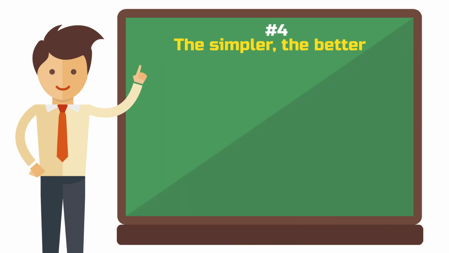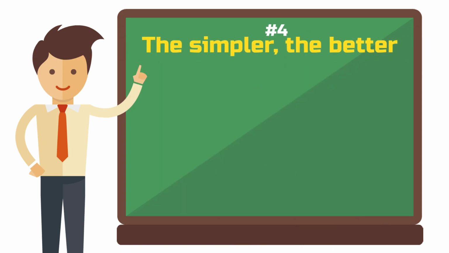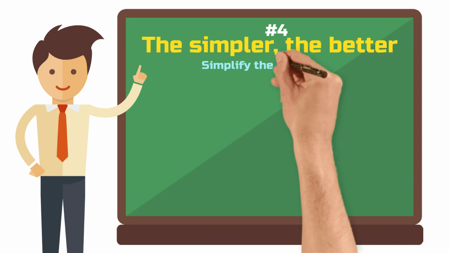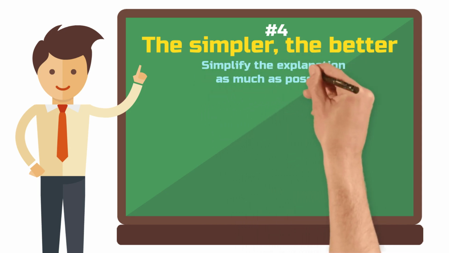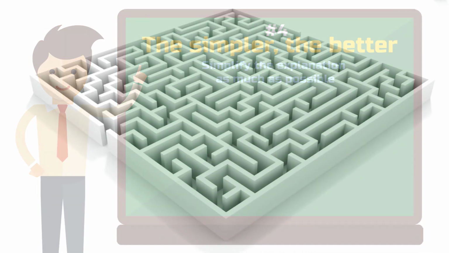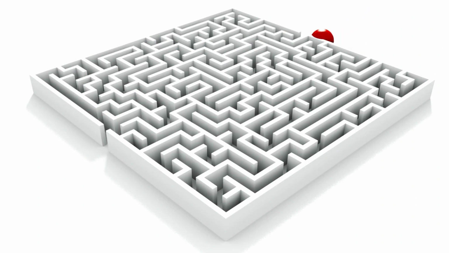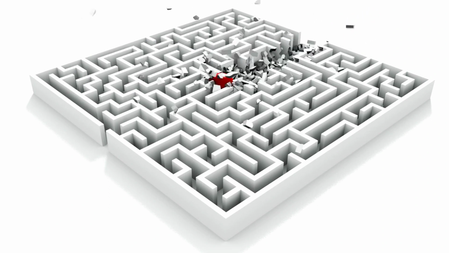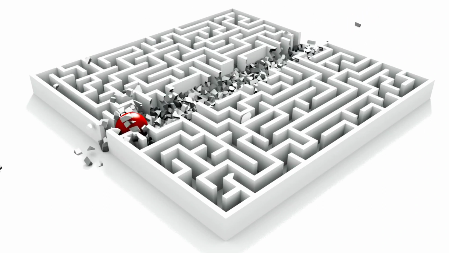Step 4. The simpler, the better. The fourth step of the Feynman technique emphasizes the basic idea of simplifying the explanation as much as possible. Obviously, there comes a point where you cannot simplify your explanation any further without losing substantial content.